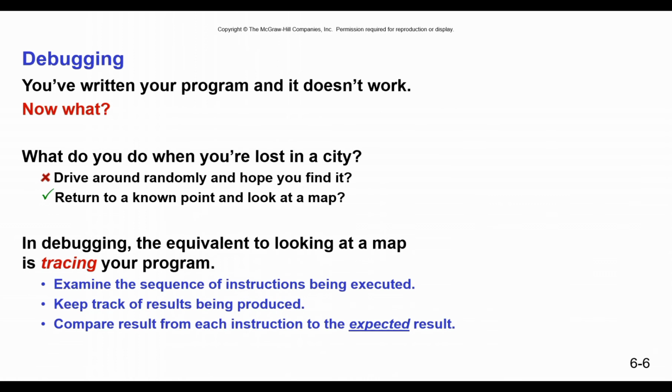Drive around randomly and hope you find it? It's wrong. Return to a known point and look at a map. It's right. In debugging, the equivalent of looking at a map is tracing your program. First, examine the sequence of instructions being executed. Second, keep track of results being produced. And the last, compare results from each instruction to the expected result.